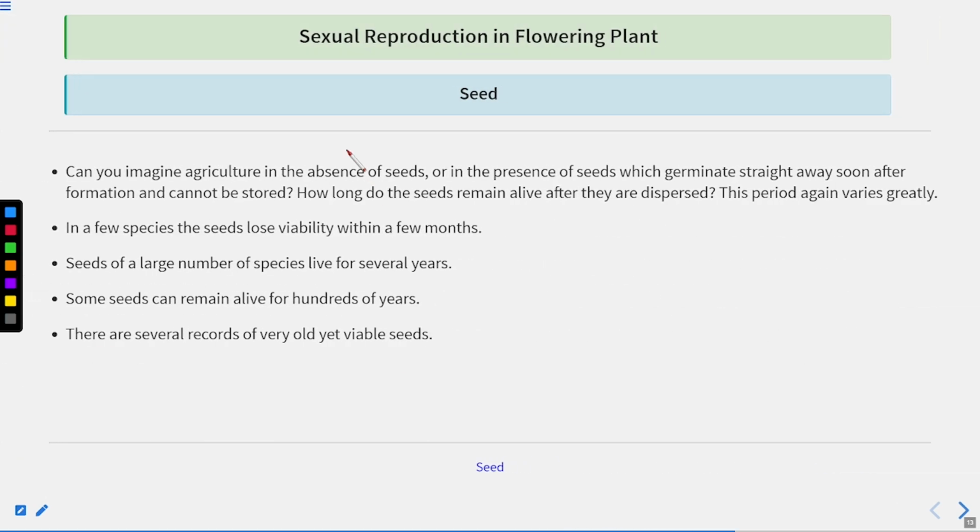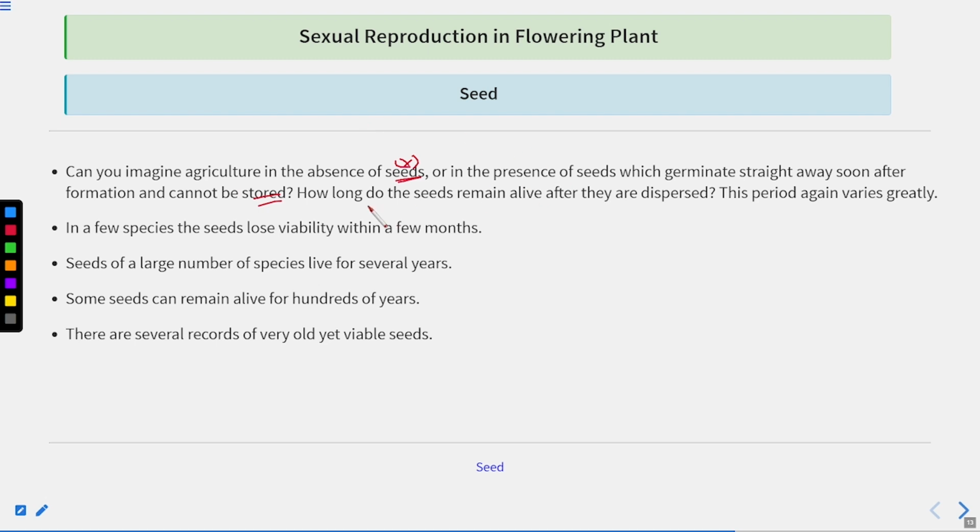Clear? Now let's move on. Now, can you imagine agriculture in the absence of the seeds? No, it is not possible. Or in the presence of seed which germinates straight away soon after the formation and cannot be stored. So storage is also very important.